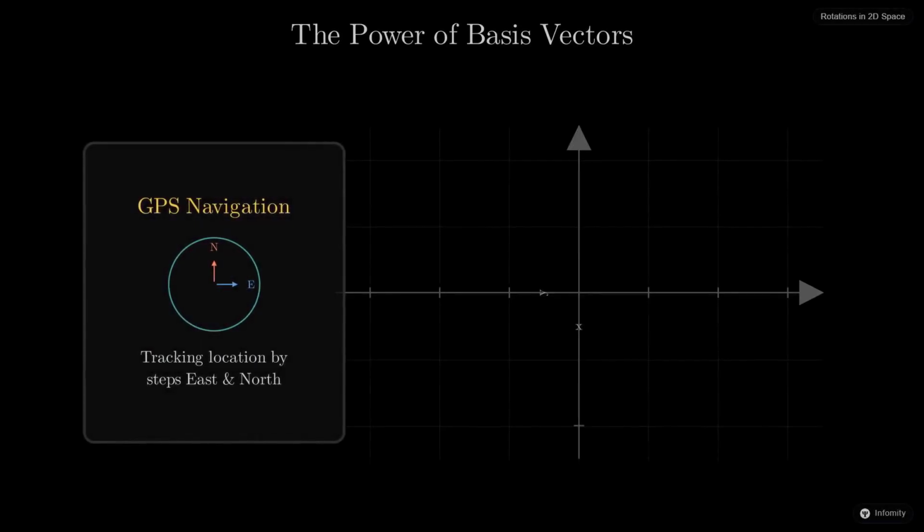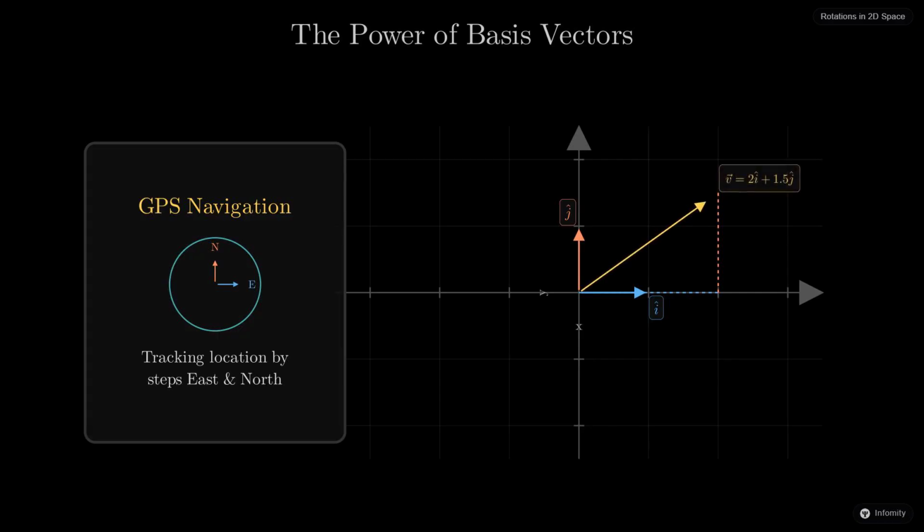Let us meet our two guides. Specifically, i hat is a unit vector pointing straight right, starting at (1, 0), while j hat points straight up, ending at (0, 1). Together, they form the basis of our two-dimensional space, meaning any point in the plane is just a combination of these two arrows.